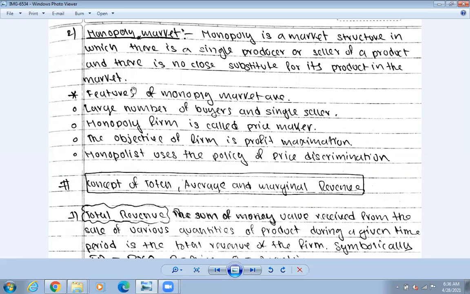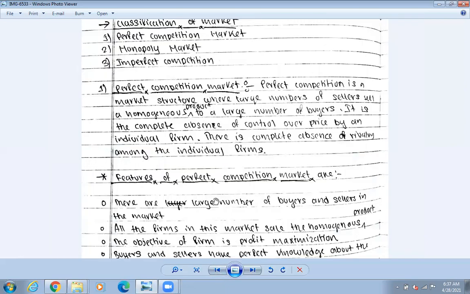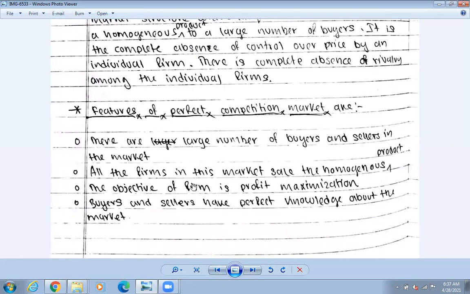The next feature is that a monopoly firm is called a price maker. They have the right to change the price. It is called a price maker because it can raise or lower the price whenever it wants, as much as it wants. But a perfect competition market firm is called a price taker.